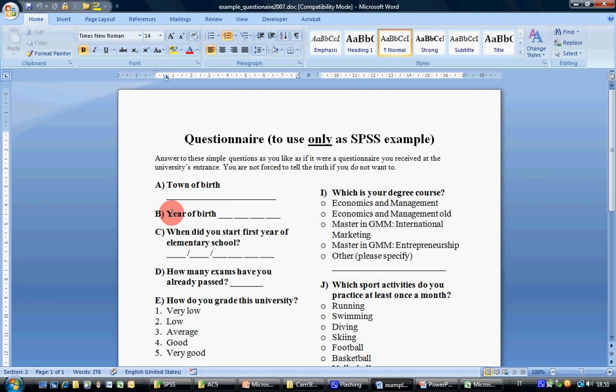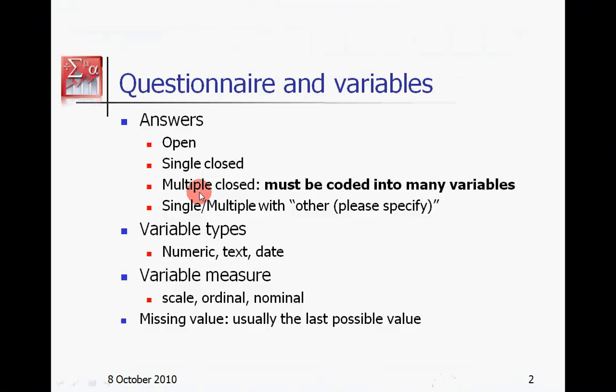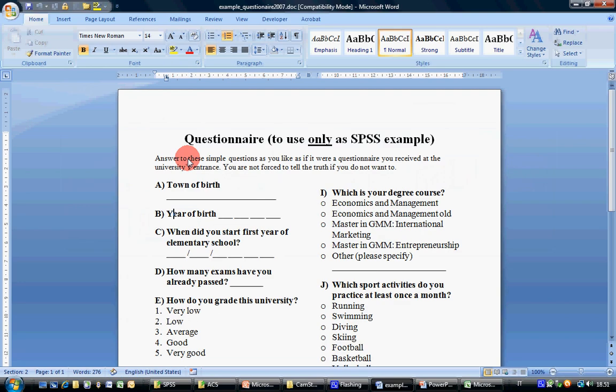Let's go to B, year of birth. It's still an open question, an open answer question. The answer is open. The user may really write whatever he likes here. In fact, somebody writes the entire date of birth, not only the year. Okay. Somebody writes the year with 2 digits. Other people correctly write the year with 4 digits.